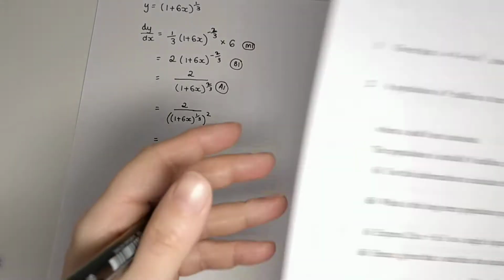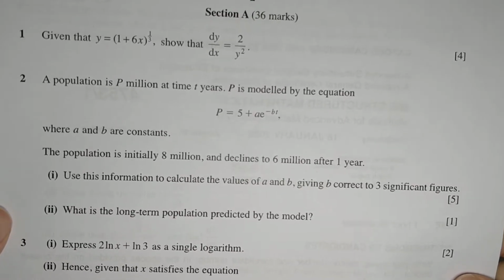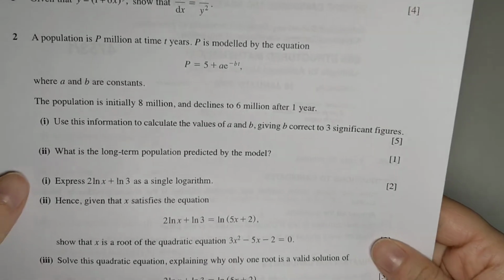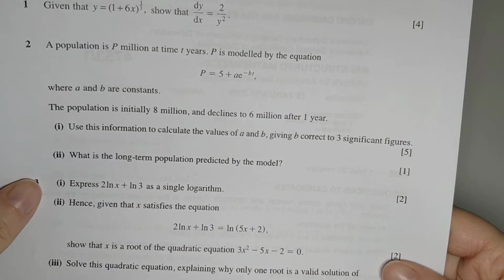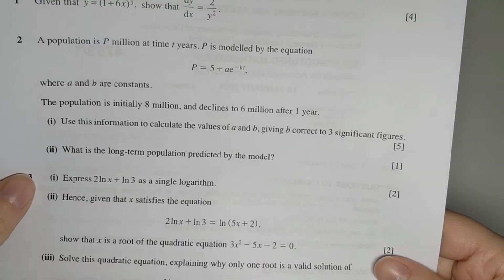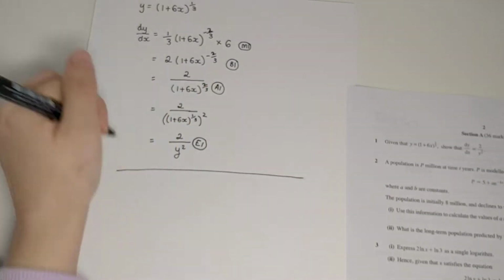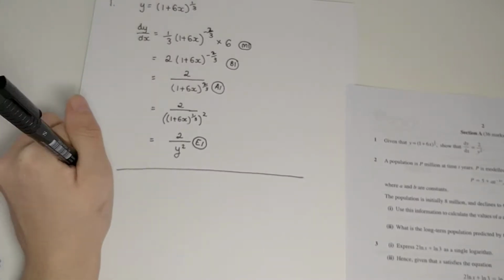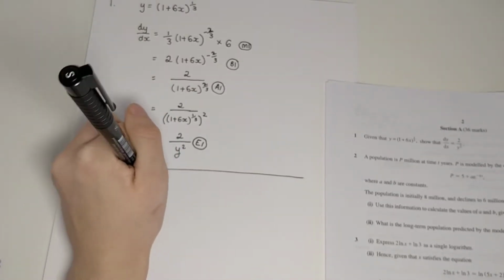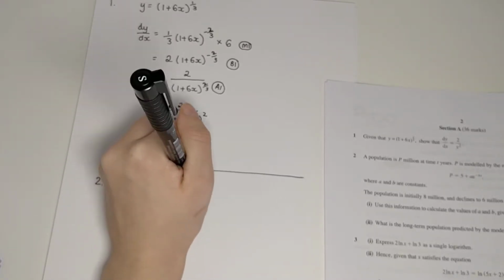Okay. Question 2. A population is p million at time t years. We've got an equation for it. A and b are constants. They've given us the initial and after 1 year. Use this information to calculate the values of a and b for 5 marks. Okay, so we've got p equals 5 plus a e to the minus bt.